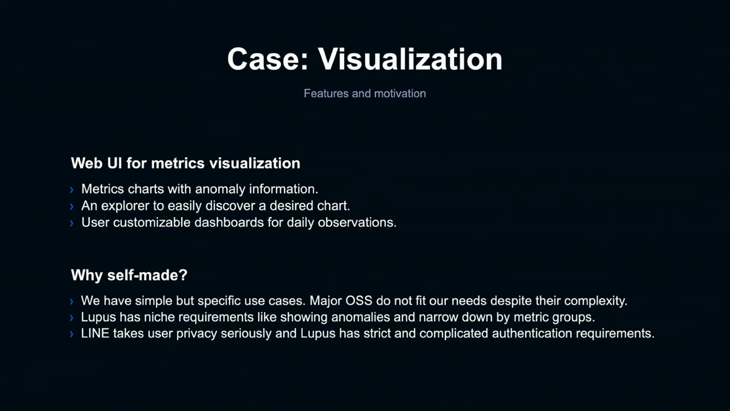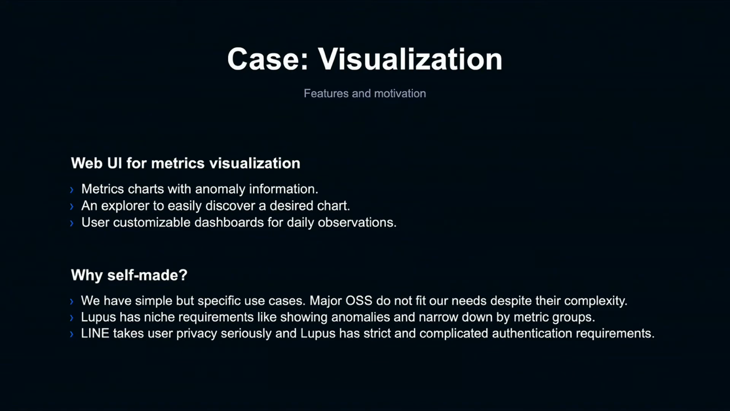First, we want to provide a simple UI that is optimized for our use. There are a lot of great OSS out there, but they're pretty generic. So, for example, you may need a query language with high learning cost. Lupus has a common schema, and we wanted to create a simple UI that focuses on use case.